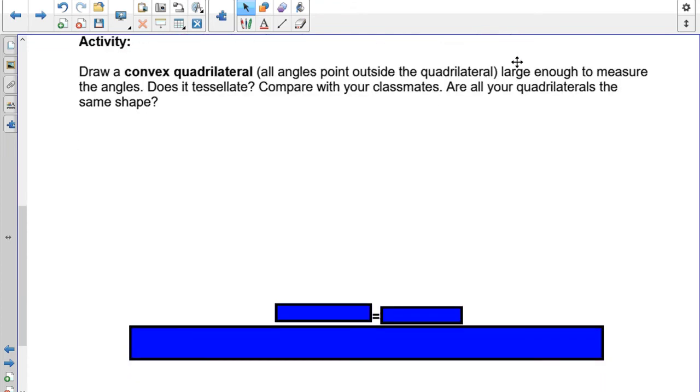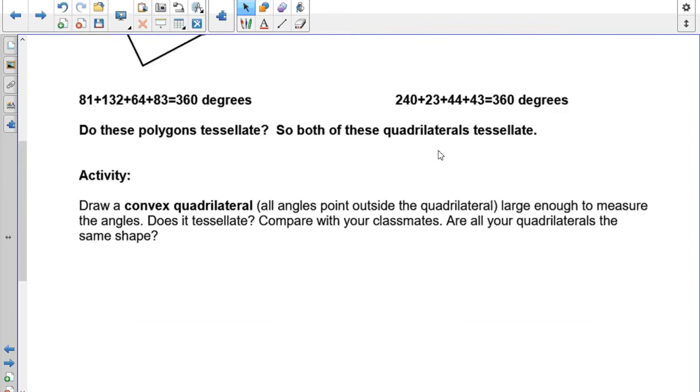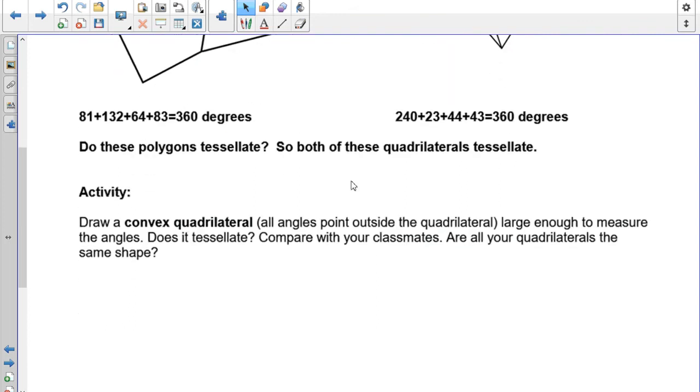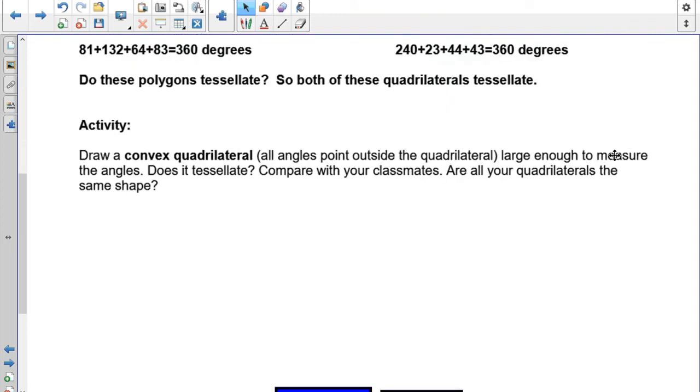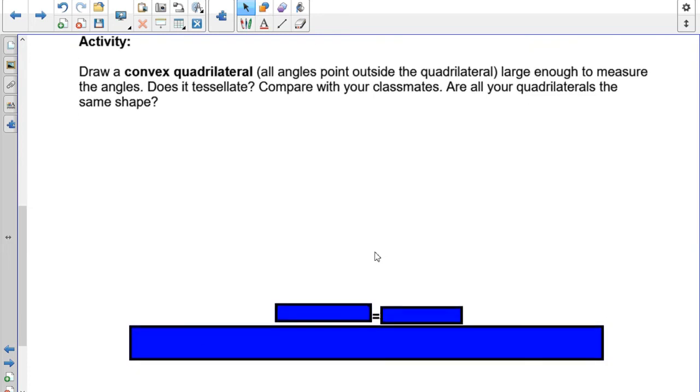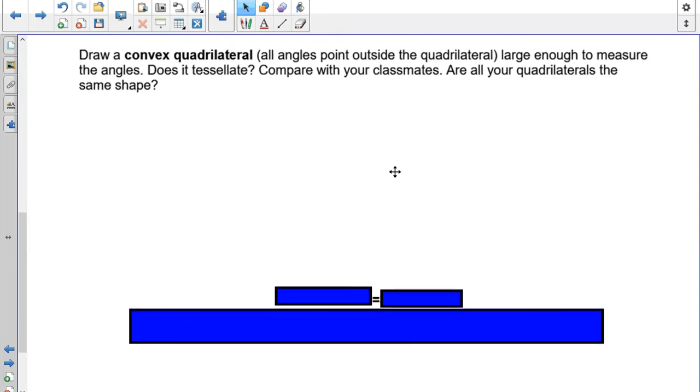Okay, so now what I want you to do is create a convex quadrilateral. And remember that all the points point out, so this is the convex, you want to make something like this, and I want you to draw a tessellation with your quadrilateral. Now, you could make any shape you want, but remember, it must be convex. So pause the video, and draw your shape here with a convex quadrilateral to prove that it does in fact tessellate. So pause the video and do that.